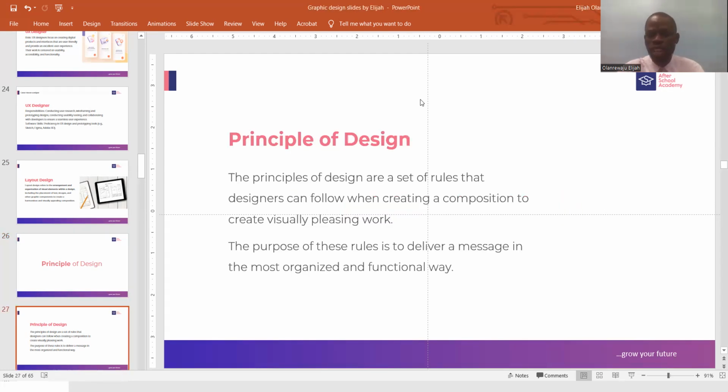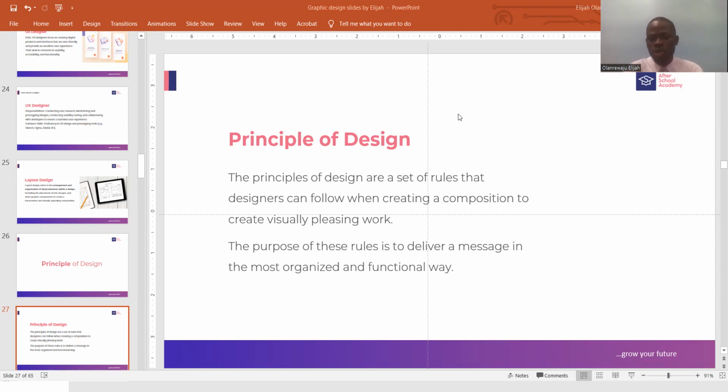So now, principles of design. I think I've been able to explain this anyway, but let's still see what we have in the definition. The principles of design are a set of rules that designers like yourself can follow when creating a composition to create visually pleasing work. So you want to create visually pleasing work, a work that your audience will see and be able to understand the message you are passing across without still calling you to come and explain a part of your graphic, your work. That is the principles of design, right?